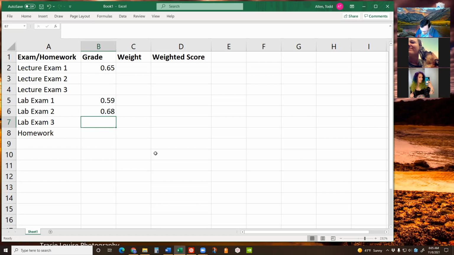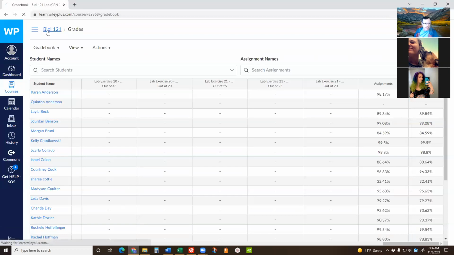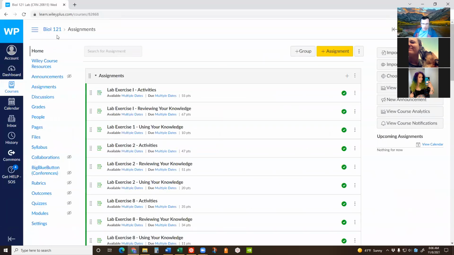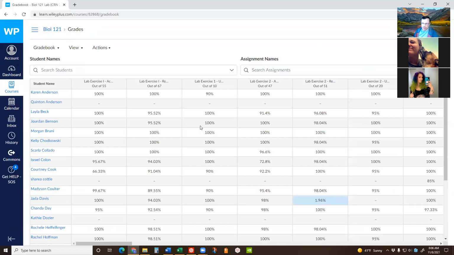Okay, so for the homework, if you have your Wiley Plus up on your computer, the laboratory portion where you're given your lab homework assignments, what I want you to do is in the Wiley Plus window on the website, go down to the grades tab. Go to the grades tab, right? GRADES. Go to the grades tab.